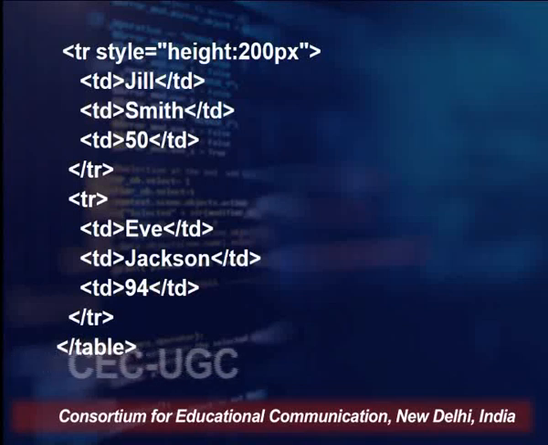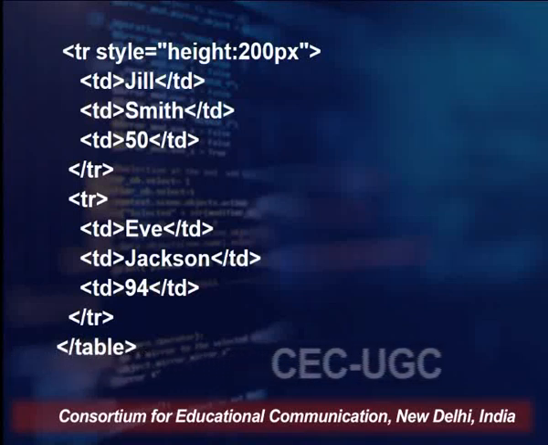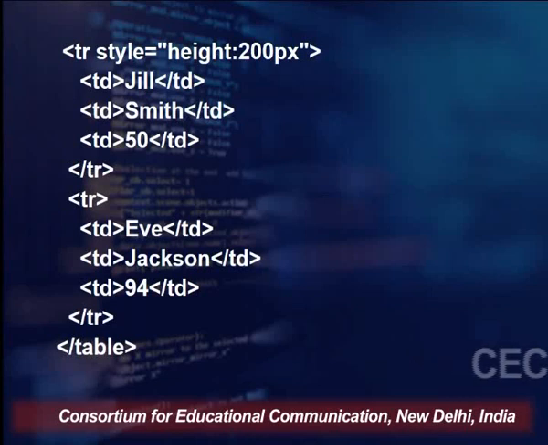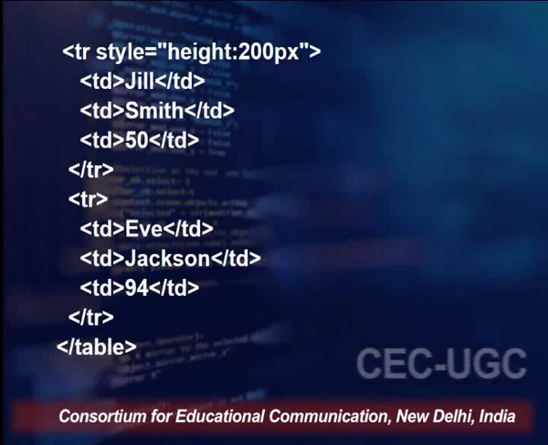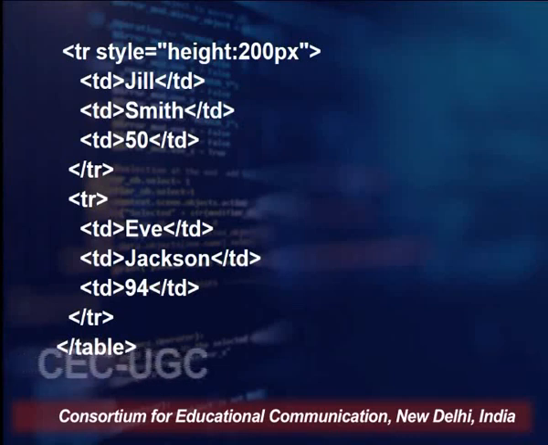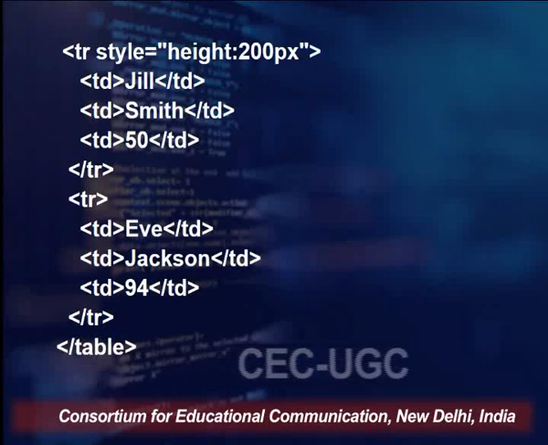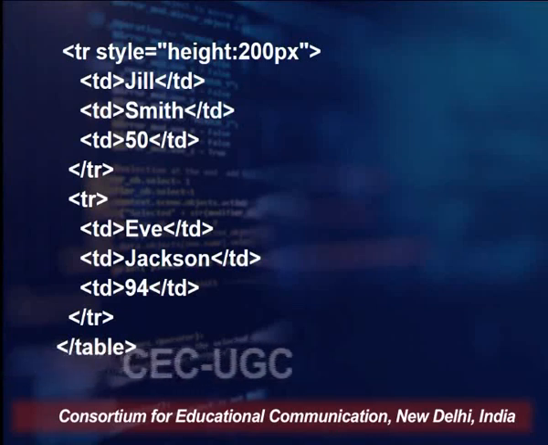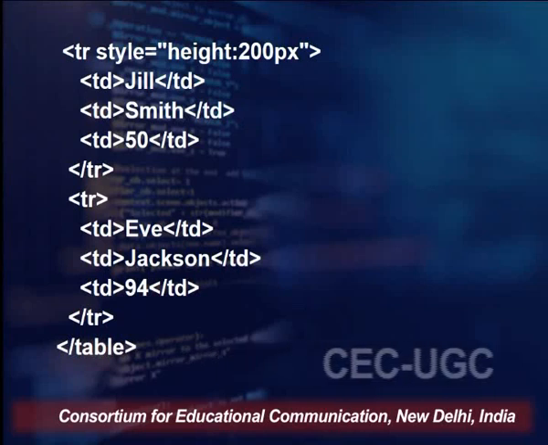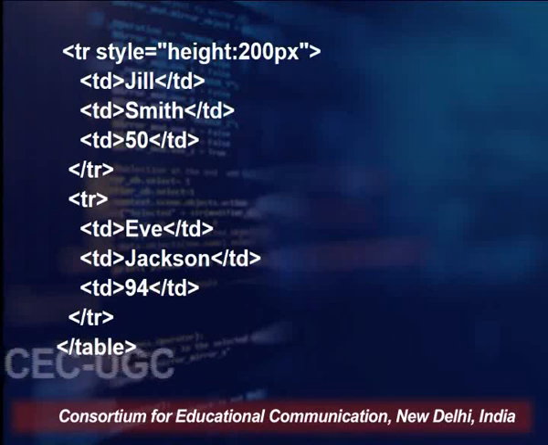The moment I have started my second row with the tr tag, I have specifically mentioned style equals to, within double inverted commas, height colon 200 pixels. So the height of that particular table row, inside which the style attribute has been defined as a height of 200 pixels, will be applied only to the second row, not to the first row, not to the third row, because that style is given on the tr of the second row.